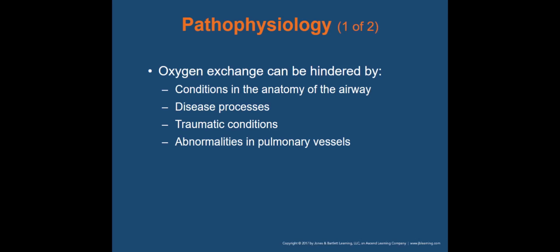Oxygen exchange can be hindered by several conditions, including the anatomy of the airway. If there's a blockage, or if there's tissue damage from trauma, that can definitely affect whether or not oxygen and air are able to enter into the airway. Disease processes, including drying up of the mucous membranes and or overproduction of mucus, like in asthma and constriction, can definitely affect how much oxygen is able to get in. Traumatic conditions, abnormalities in pulmonary vessels. So if the vessels are not working correctly to allow that process of diffusion to take place, then there's problems with oxygen exchange.